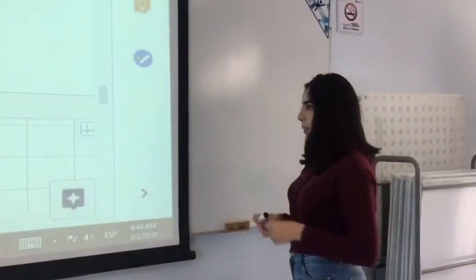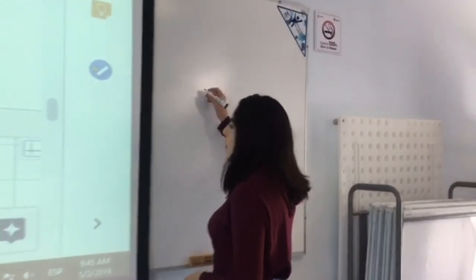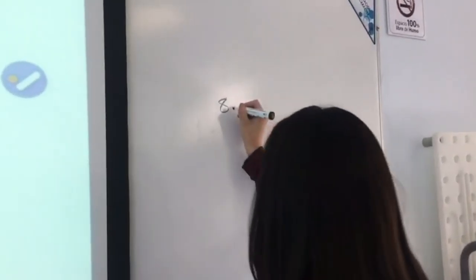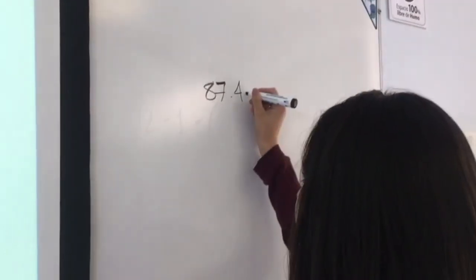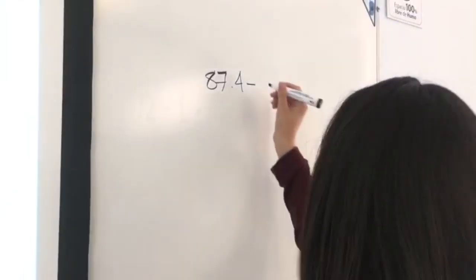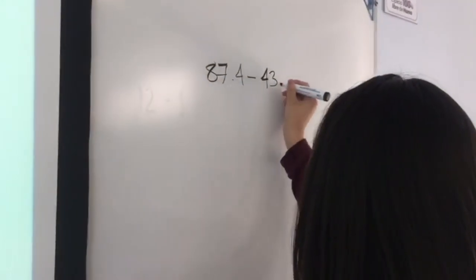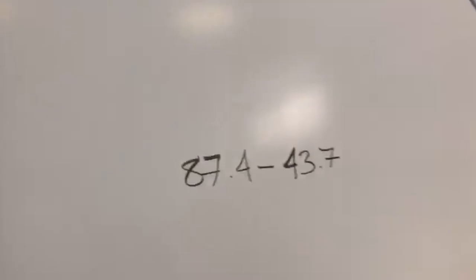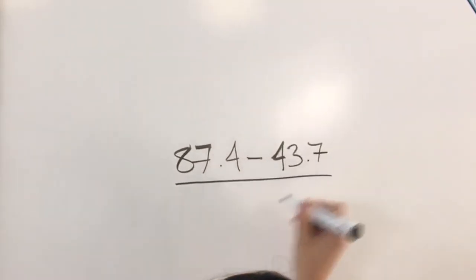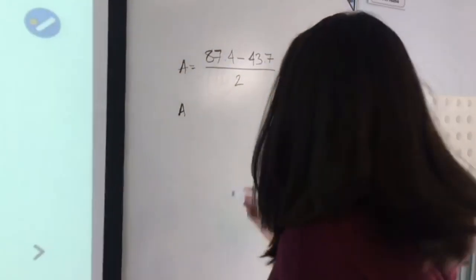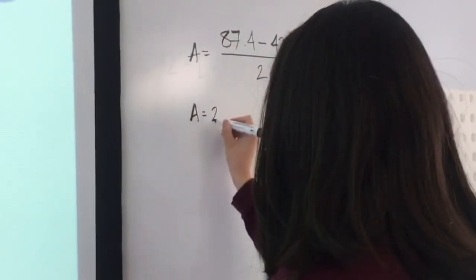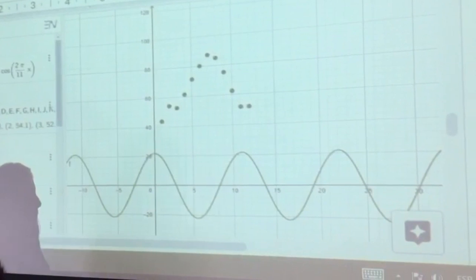To get the amplitude, we use the highest point, and then subtract the lowest point, which is 43.7 in our function. And then we have to divide everything by 2. So that gives us 21.87. It gives us the amplitude.